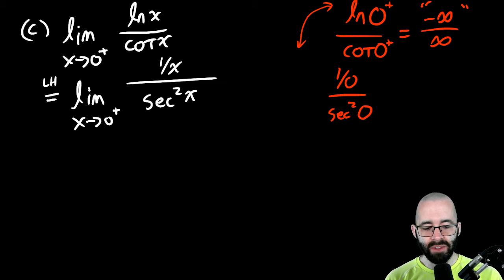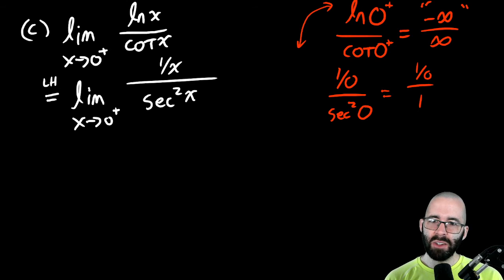Secant squared of 0 might be fine. Cosine of 0 is 1. So secant is a reciprocal. That's going to be 1 over 0 divided by 1. It's still 1 divided by 0.